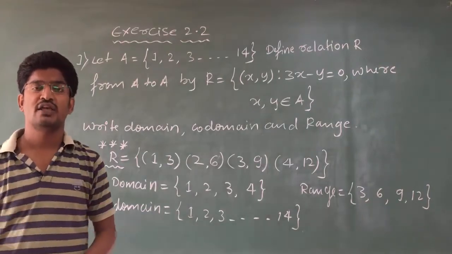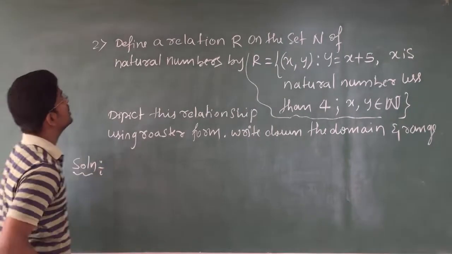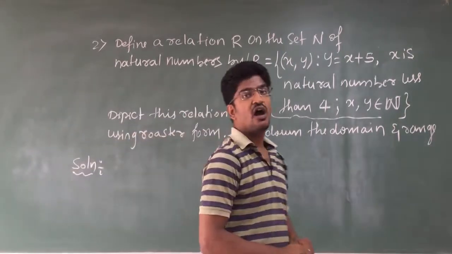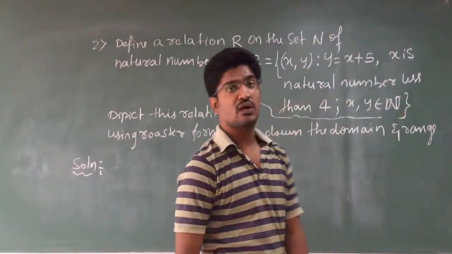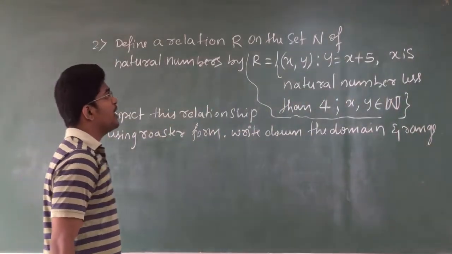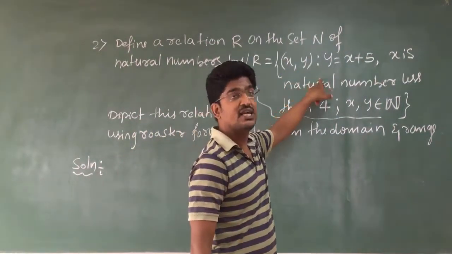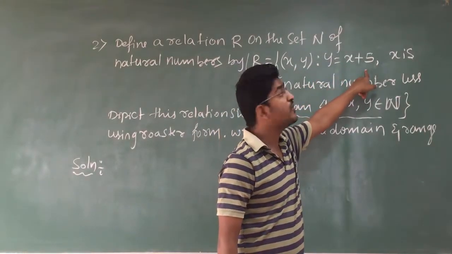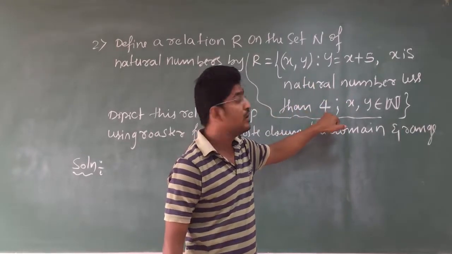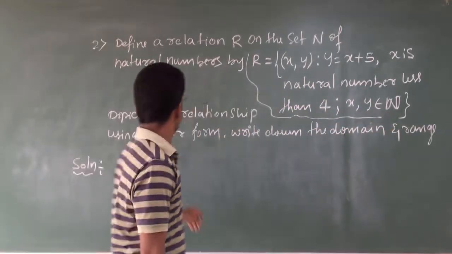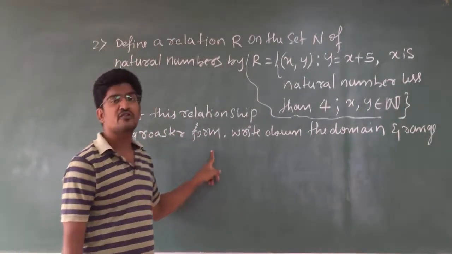Let us go for the next question. Okay students, now let us see the second question, that is: define a relation R on the set N of natural numbers defined by R equal to set of ordered pairs x comma y such that y equal to x plus 5, x is a natural number lesser than 4, x comma y belongs to N. Depict the relationship using roster form.